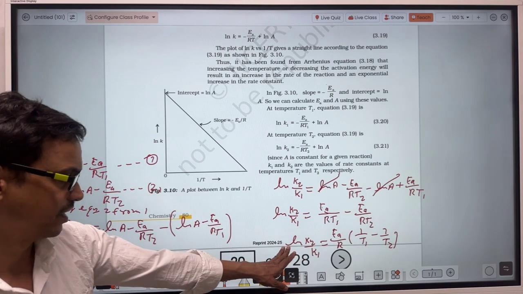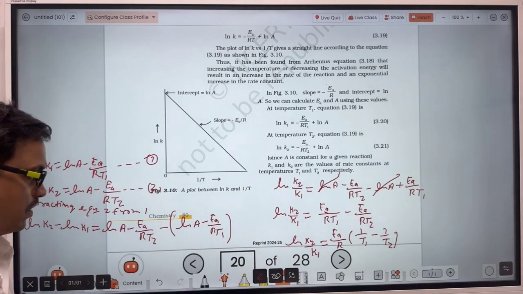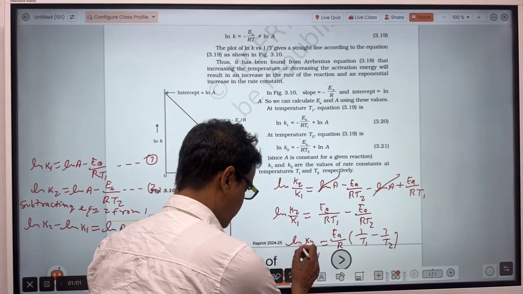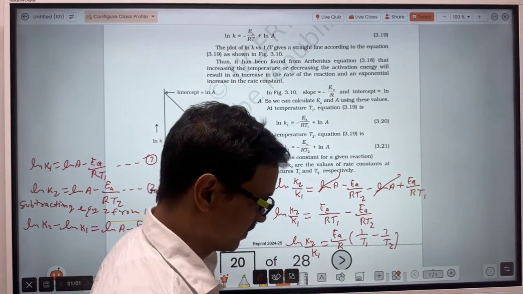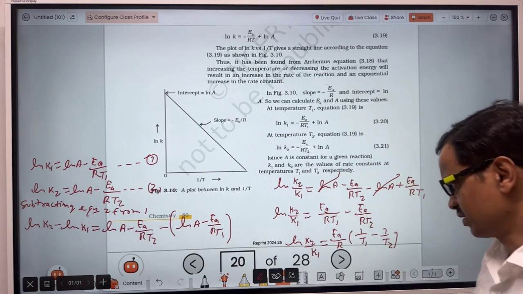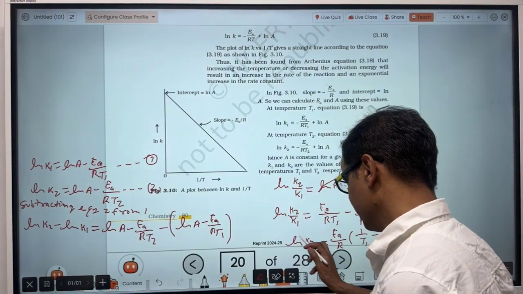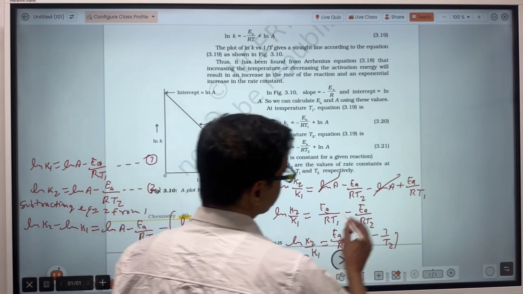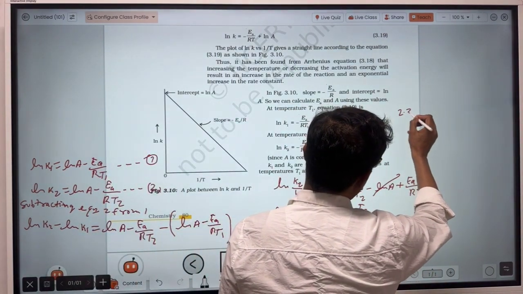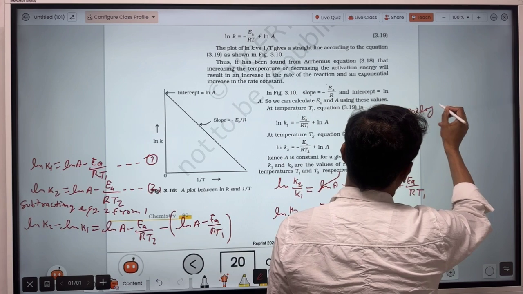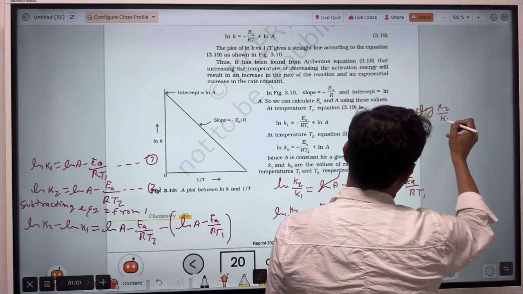Now, when we have to convert the natural log into log to the base 10, we have to multiply by 2.303. Here this one is natural log, so we convert this natural log into log to the base 10. So we can write 2.303 log K2 by K1.